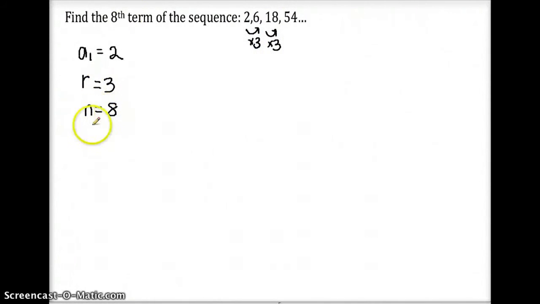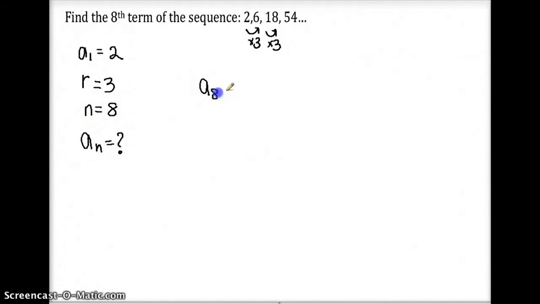Find the eighth term of the sequence 2, 6, 18, 54, and so on. So we know that a1, the first term of the sequence, is 2. r, the common ratio, we're multiplying by 3 each time, so that's going to be 3. And we want to find the eighth term of the sequence, so n is going to be 8.